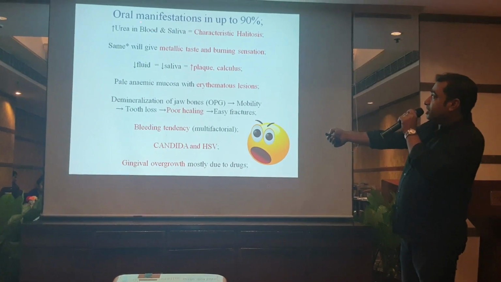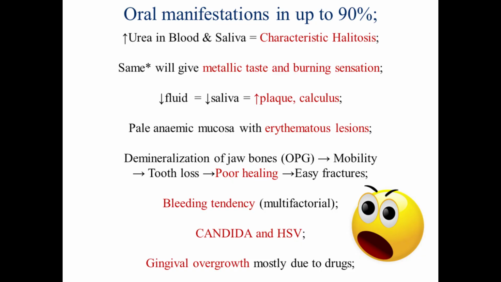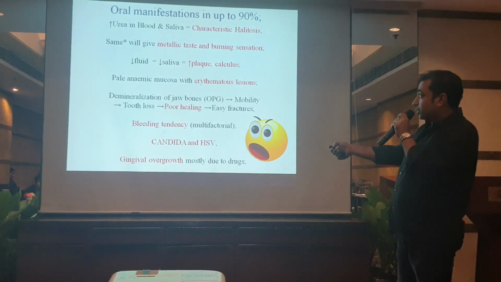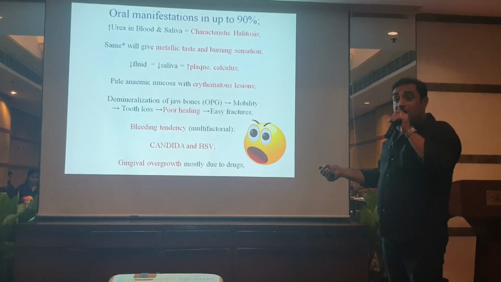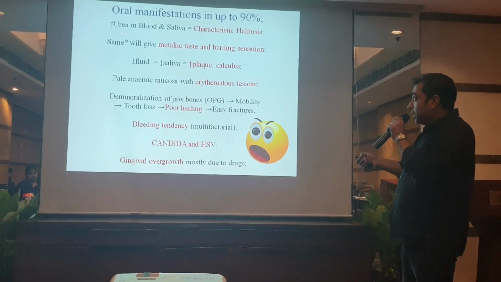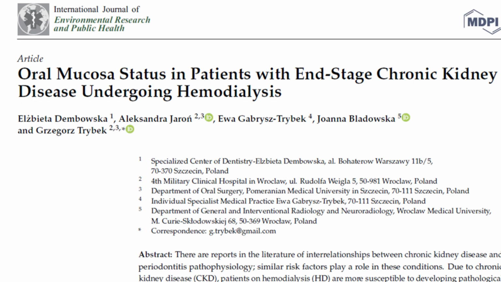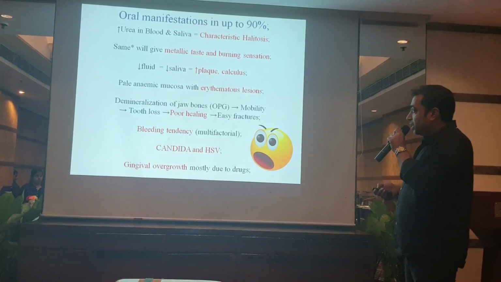Blood urea increases in CRD, both in blood and in saliva, urea is increased. So there is a characteristic halitosis. Some will give metallic taste and burning sensation as well. Same thing. Reduced fluid. These patients are under fluid restriction. So reduced fluid will cause reduced saliva, increased plaque and calculus and decay. Pale anemic mucosa with erythematous lesions. There are patchy erythematous lesions in these mouths sometimes.